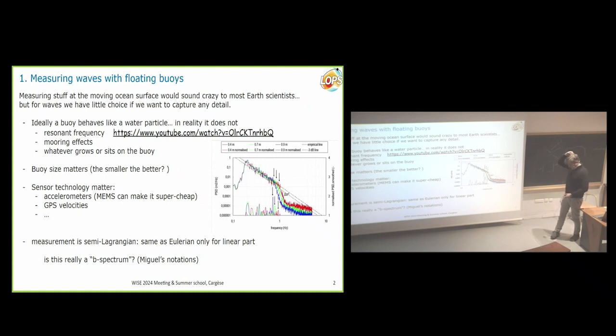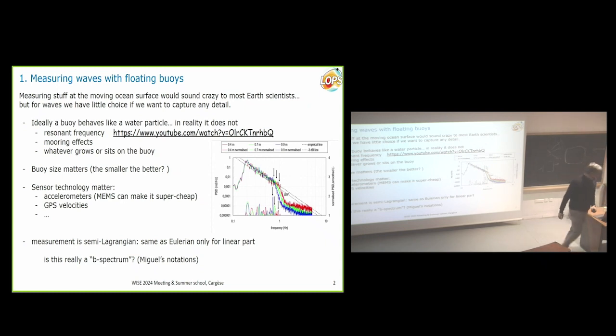All right, so first I'll talk about buoys and measuring waves with floating buoys. It may sound like a crazy thing for anybody who's not in this field to measure stuff on a moving surface. But since we're studying waves, we don't have much choice. So we have to deal with the fact that our measurement system is moving up and down and back and forth. Ideally, if you want to capture the waves, you would like the buoy to move like a water particle. And in reality, it does not really do that.